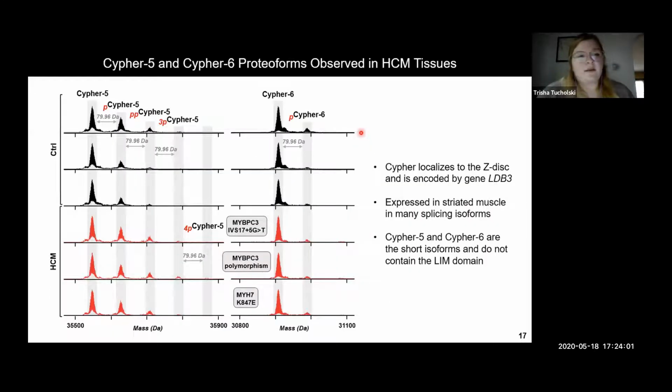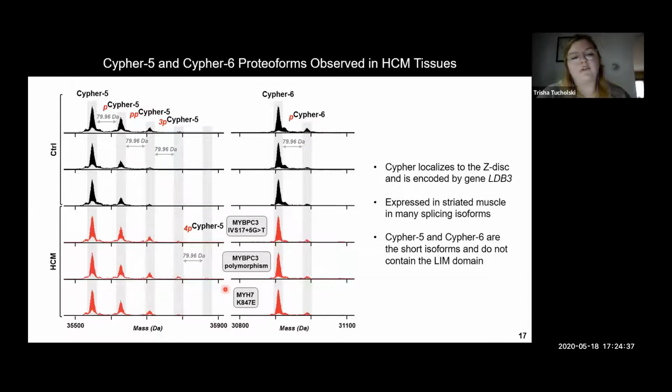And then just to talk more about these Cypher isoforms that we were able to detect. I mentioned before that these all come from the same gene, LDB3, and it's a gene that's expressed in striated muscle tissue, and it exists in many splicing isoforms. And these are the 2 short isoforms that do not contain the LIM domain. They're not really well understood in terms of function, so they haven't been previously characterized, but you can see that there seems to be a slight increase in Cypher 5 phosphorylation in HCM samples.